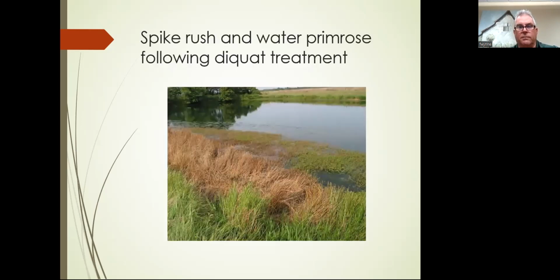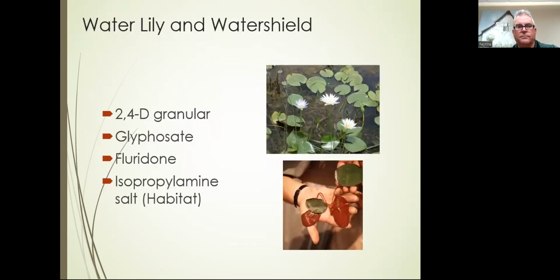This is just a glyphosate treatment we did on some spike rush, and you can see a little bit of water primrose in the background. Again, this is a translocated systemic herbicide, so it will make its way down into the root structure and actually kill the whole plant, not just the portion of the plant that the chemical comes in contact with.